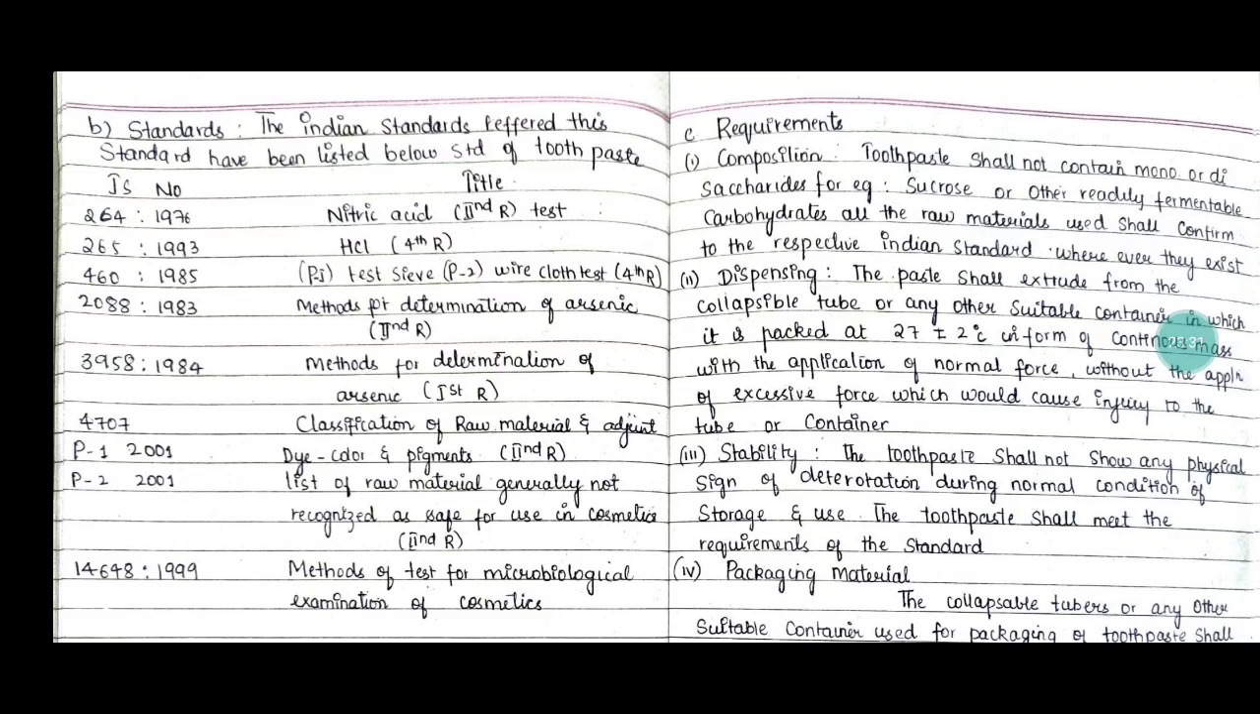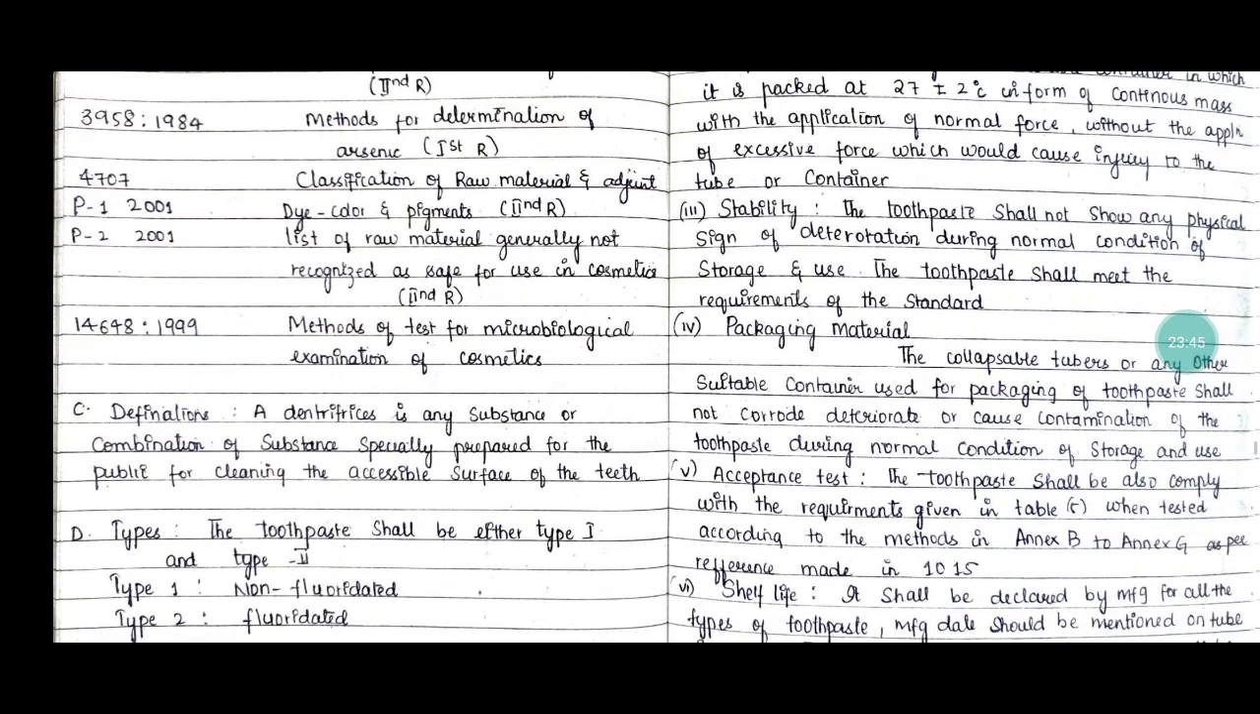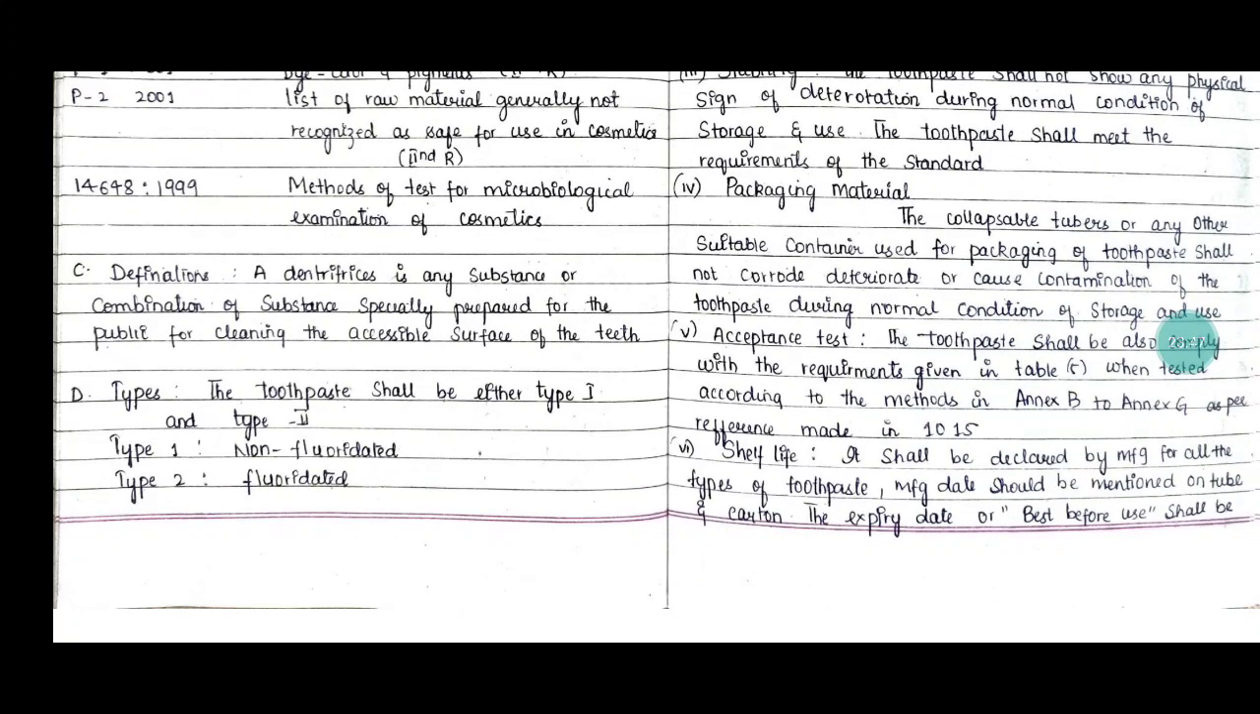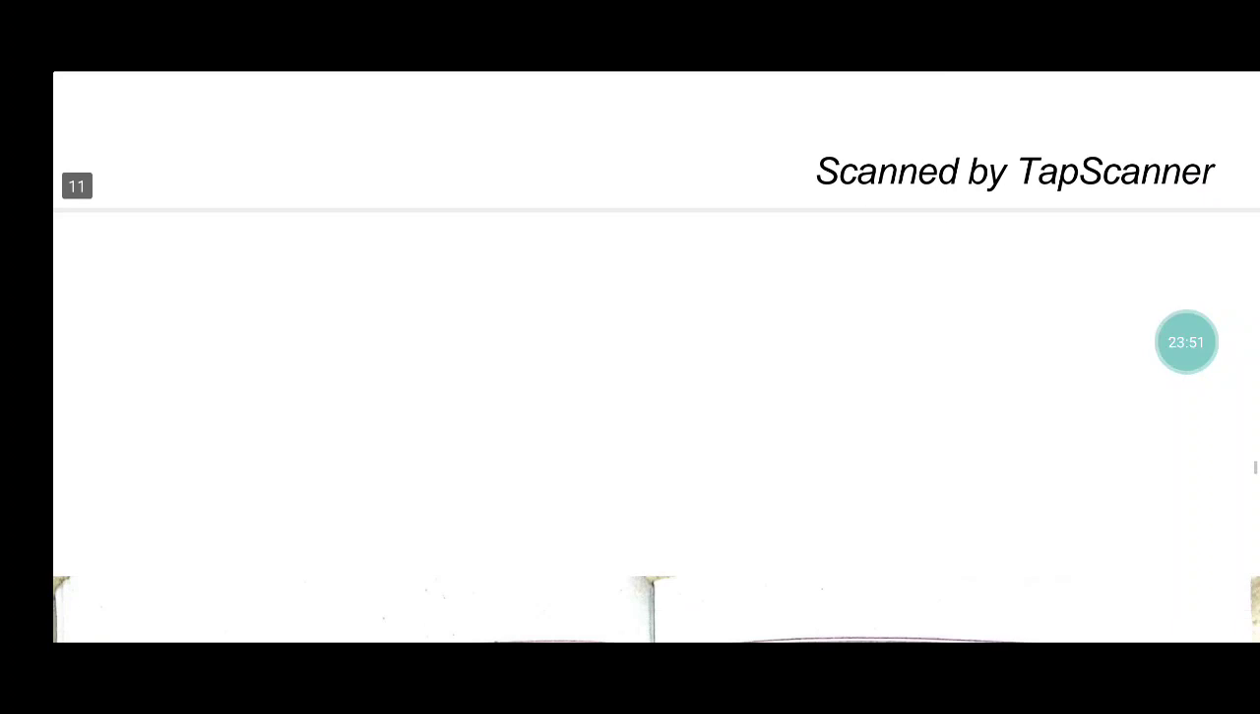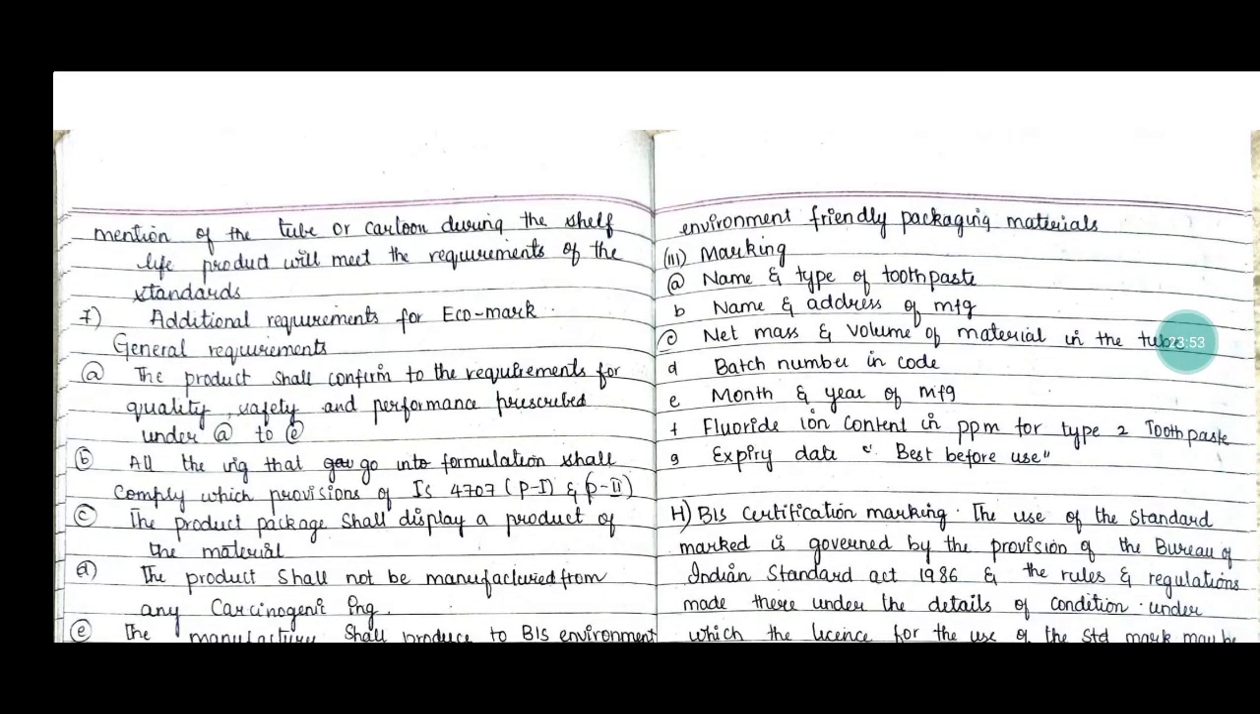And then the requirements. What are the requirements for the specification of toothpaste? Number 1, composition, dispensing, stability, packing materials and acceptance test. Lastly, maybe shelf life. These are the requirements for the specification of toothpaste.